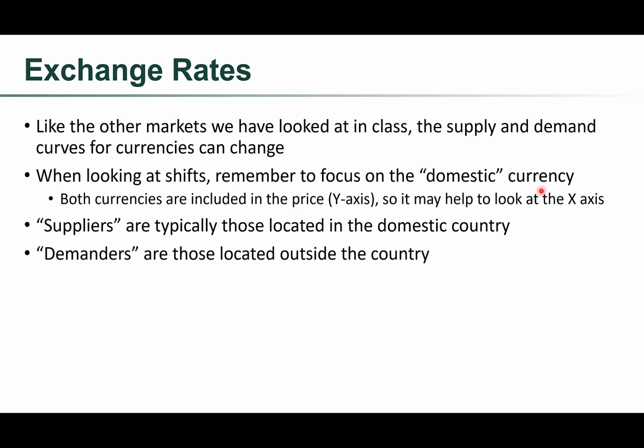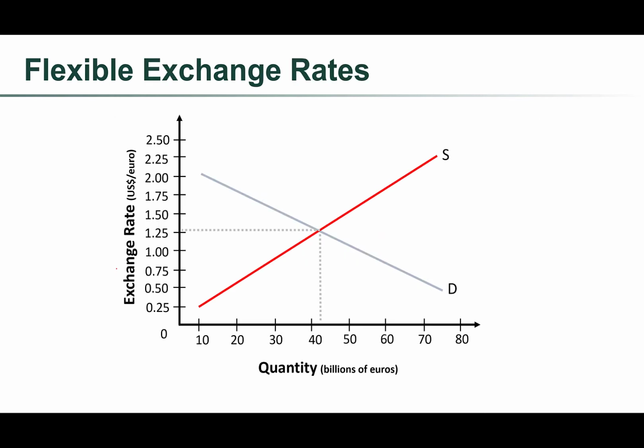So typically when we think about this, we're going to say suppliers are the ones located in the domestic country. So whatever the domestic country is, we're going to think about the people who live there are the suppliers. People located outside of there, buying stuff made there, are the demanders. So here, for example, we see that the x-axis talks about the quantity being in billions of euros.